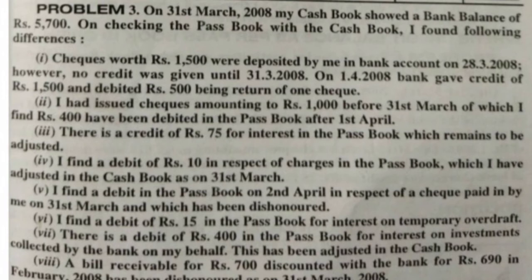So now the 700 should be deducted from the balance as per cash book. Is this entry cleared? Is this difference amount cleared? It is also one of the tricky ones. Can I continue with the next one?